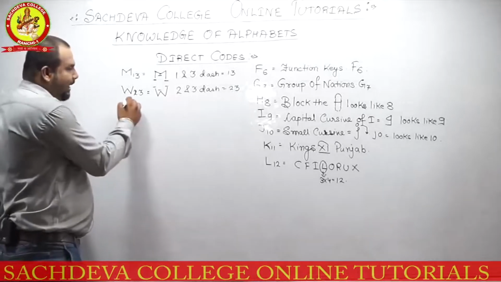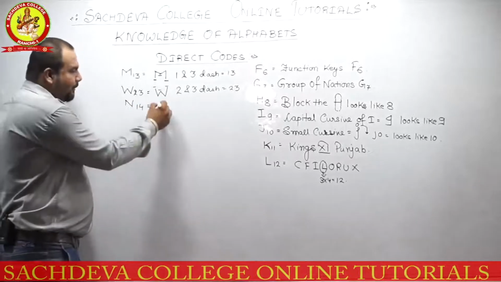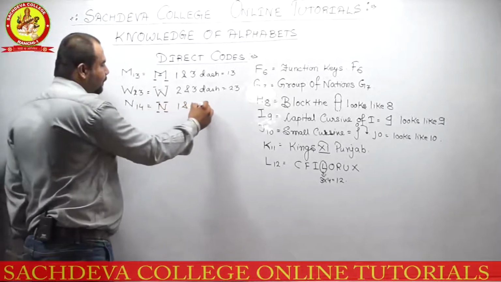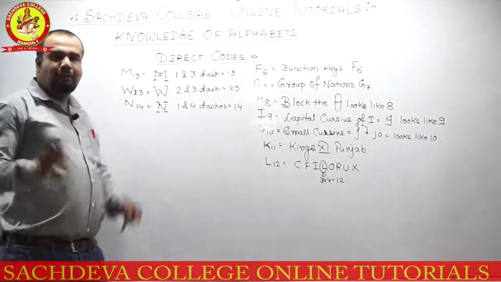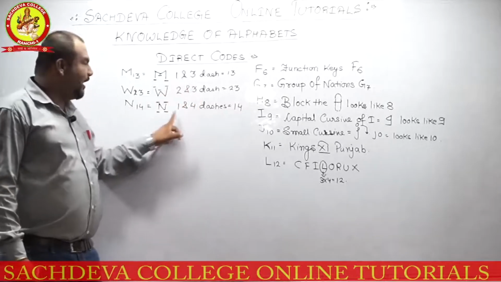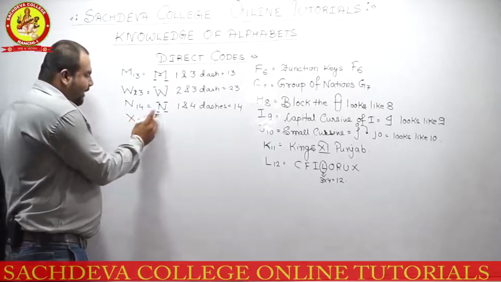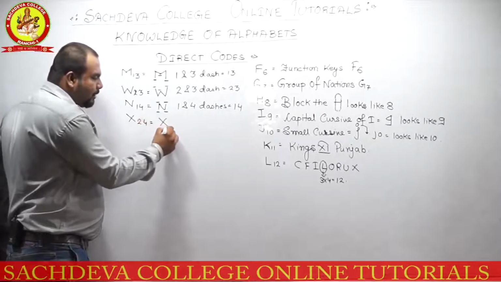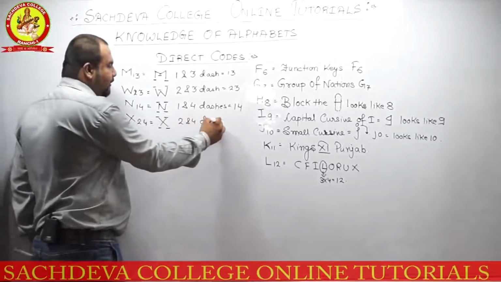Next, HIJKLM, then we have N. N14. Again with the same pattern. How we can remember it is 1, 2, 3, 4. 1 and 4 dashes. So we can say 14. So with the rule of dash, we have 1 and 3 dash 13, 2 and 3 dash 23, then again we have 1 and 4 dash 14. Then again with the same pattern we have X is equal to 24. Then again we can say 1, 2, 3, 4, that is 2 and 4 dash 24.